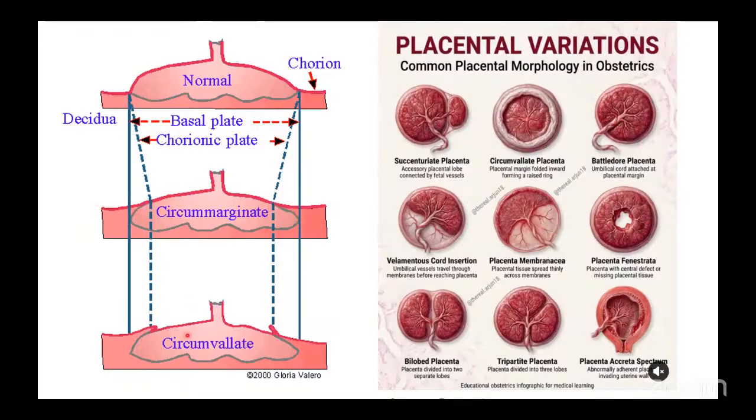And then circumvallate is similar to circummarginate, except now the edges become everted, and you can see that in this image here. The placental margin is folded inward, forming a ring. The basal plate is normally not supposed to be so much into the decidua. It's supposed to be just at the surface, at the junction of the placenta with the decidua. But now you have a bit of invasion, and here you also have invasion.